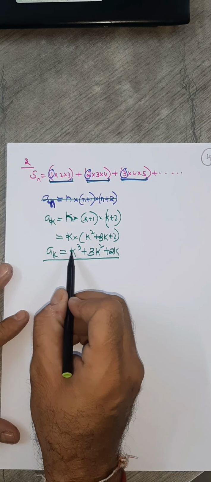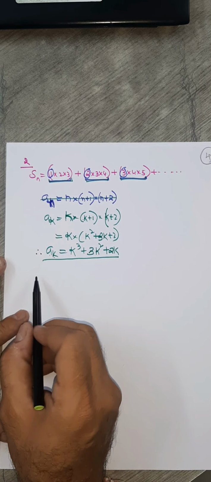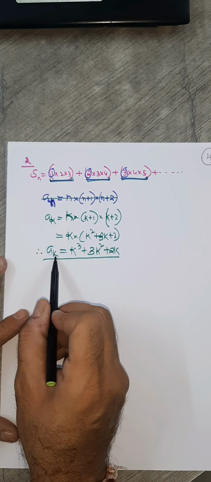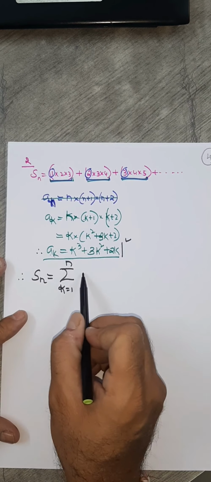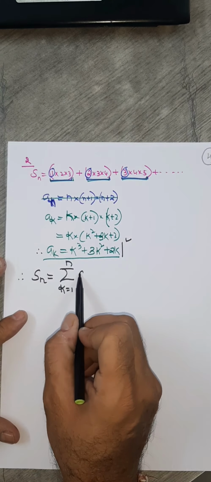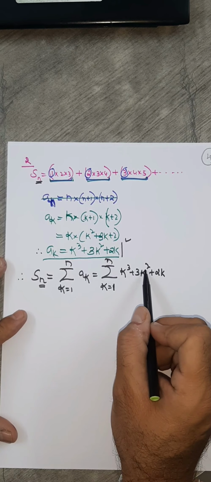So now you got the formula for the nth term or kth term. Now we'll go for Sn. Sn means what you have to do? Just put the sigma in front of this. Sigma, k runs from 1 to n, ak here. But what is k? Kth term, that is k runs from 1 to n. Why did I write from 1 to n? It always starts from 1, a1, a2 and so on. So we always put 1. Why did I write n here? Because you are asked for the sum of how many terms? N terms. Okay, so this is k cube plus 3k square plus 2k.